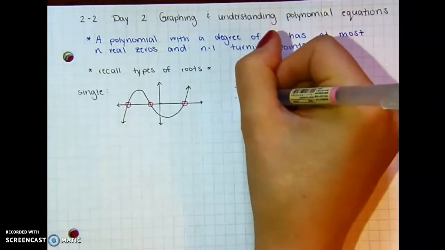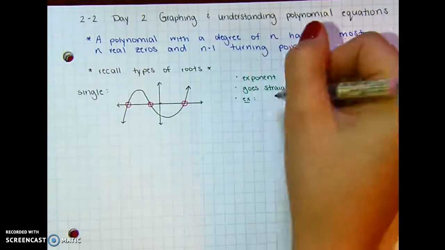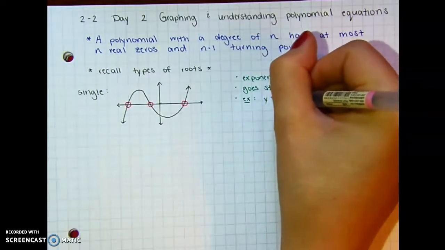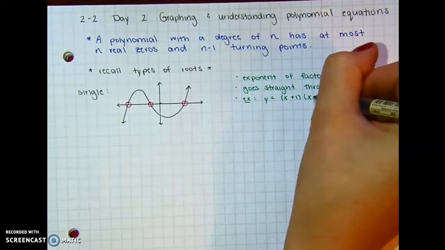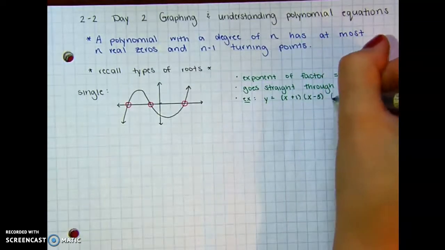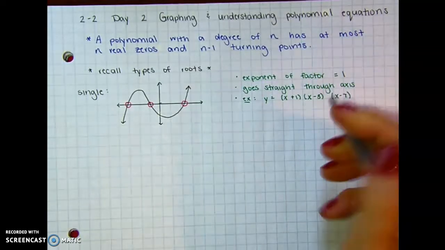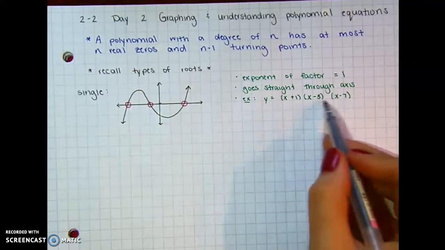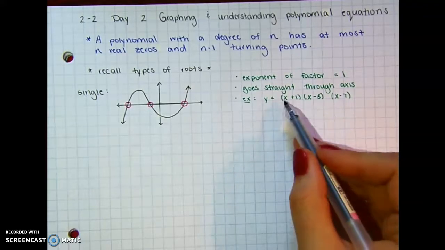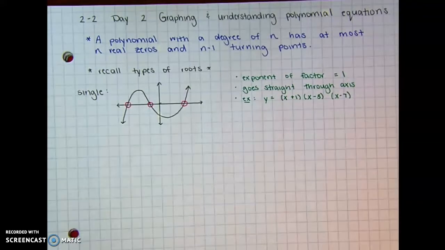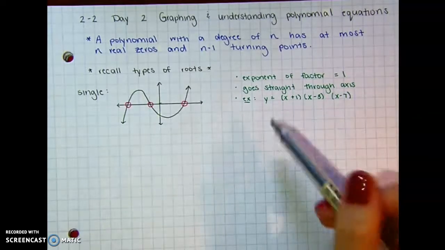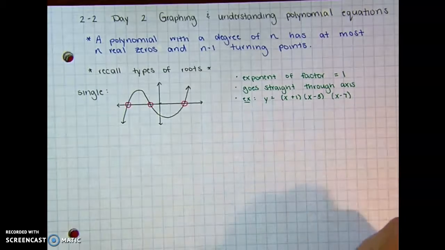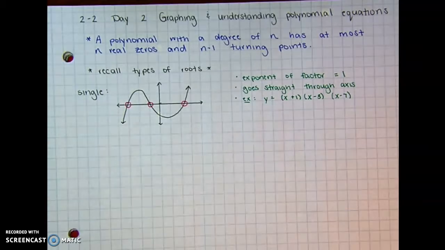So an example would be y equals x plus 1 times x minus 3 times x minus 7. So this makes a polynomial, it would be a cubic, because if I FOILed this all out, I'd have an x cubed. But each one of these has an exponent of 1. So at these 3 roots, we would go through straight.